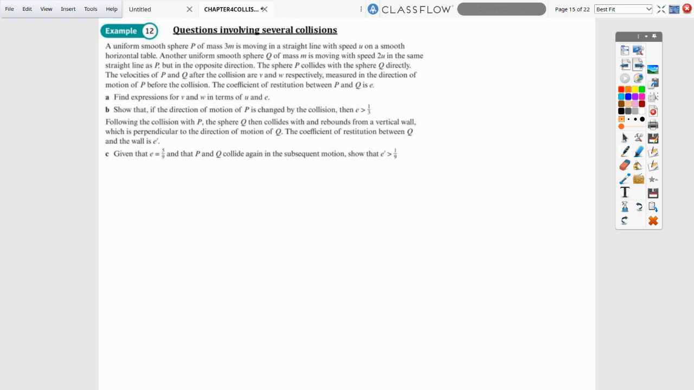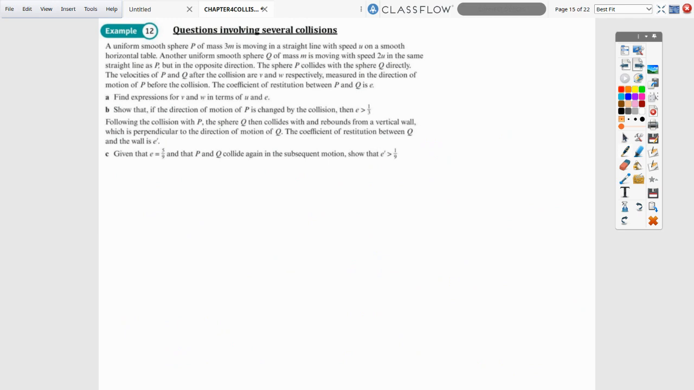The velocities of P and Q after the collision are V and W respectively, measured in the direction of motion of P before the collision. Coefficient of restitution between P and Q is E. Find expressions for V and W in terms of U and E. Right, we've got a bit of work to do on this one. So that means get that diagram drawn.